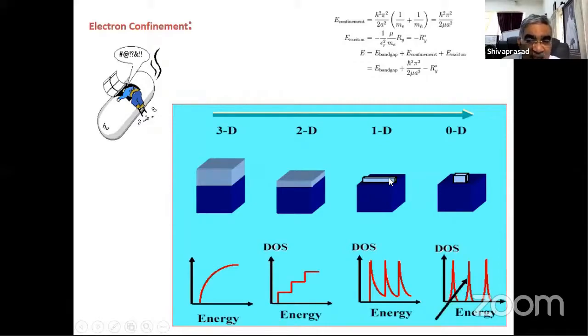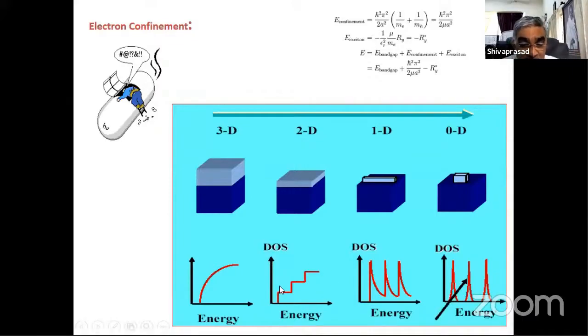Now what I do is I can reduce the size in the other direction. So now I make a material which is only one dimensional. Means electrons cannot go up or down, and they also cannot go like this. They can go only along this tube, along this rod. We call this a quantum rod, right? So it goes along this rod, because only a one dimensional path is allowed.